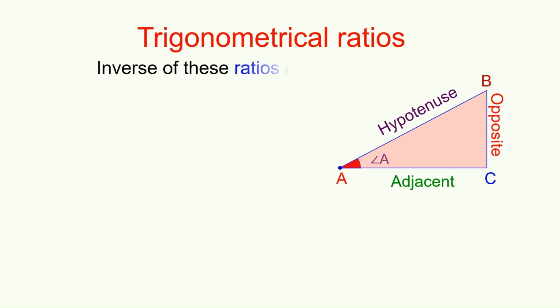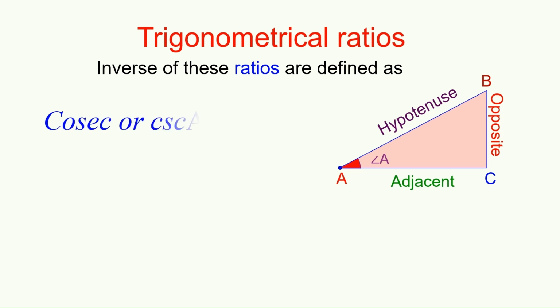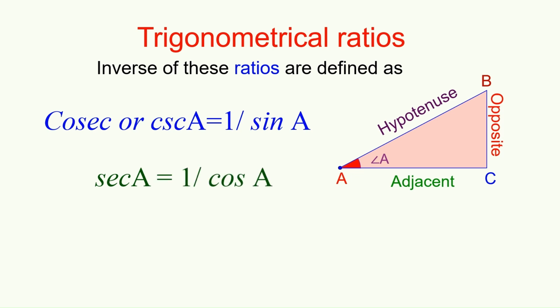Please also note the inverse of these ratios, which are defined as cosec equals 1 divided by sine A, secant or sec equals 1 divided by cosine A, and cotangent or cot equals 1 divided by tangent A.